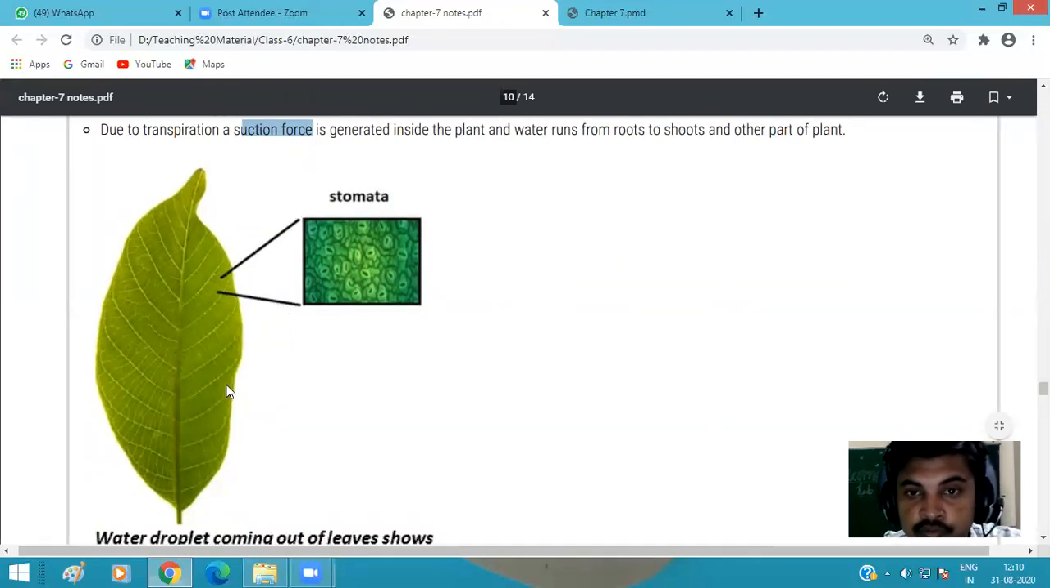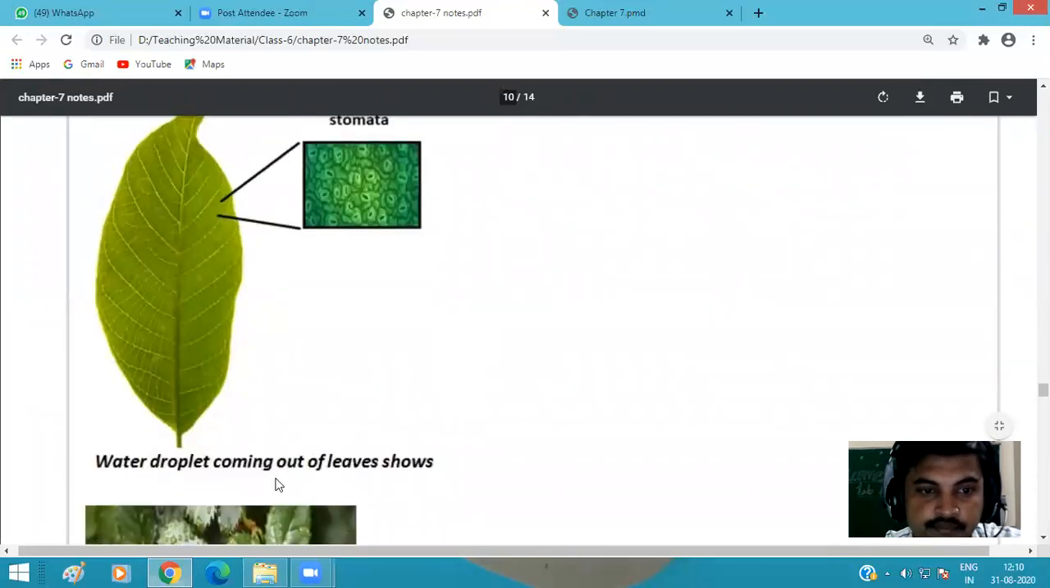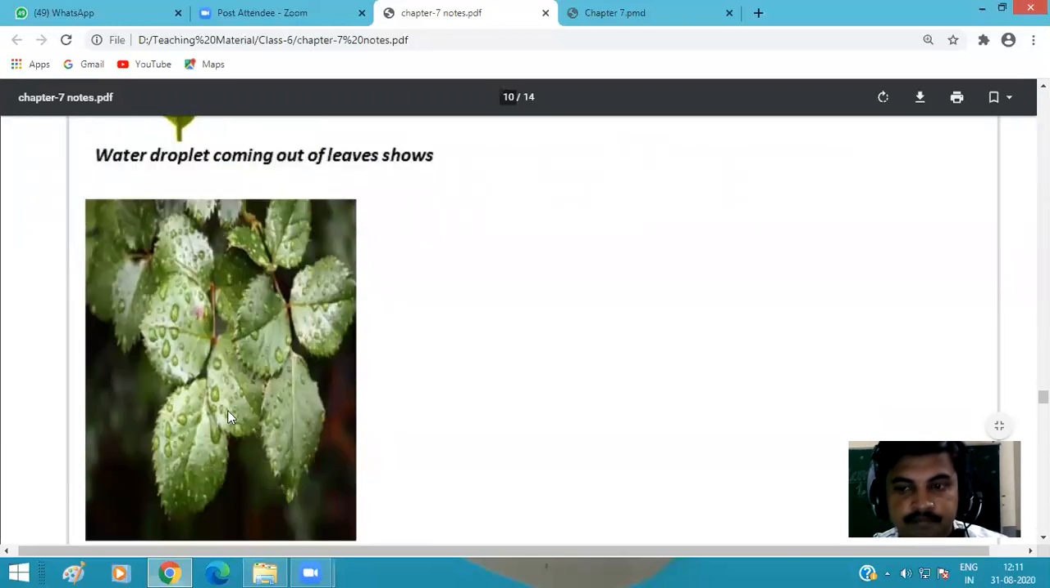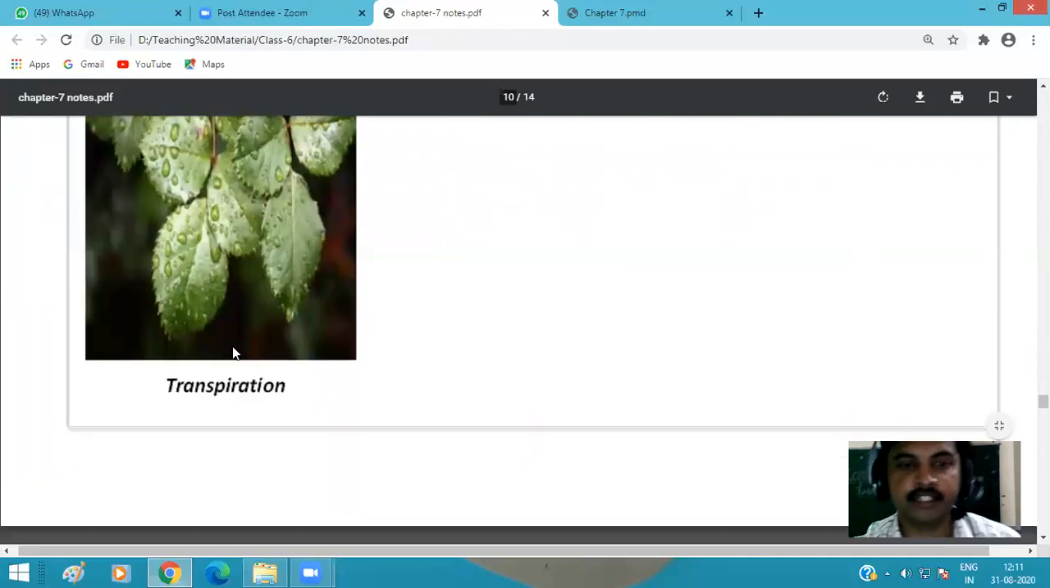Why does water move from the root to the shoot? Because of this suction pressure caused by transpiration. The water is sucked in an upward direction and comes to the shoots and other parts of the plant. You also see this type of picture, where at many places some water droplets are coming out of the leaves. This shows transpiration.